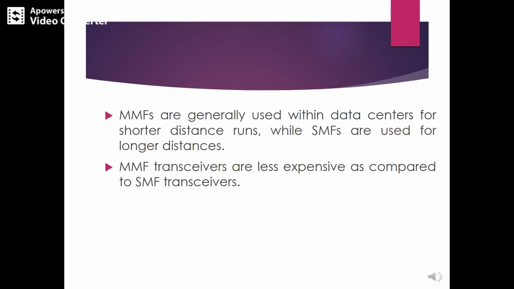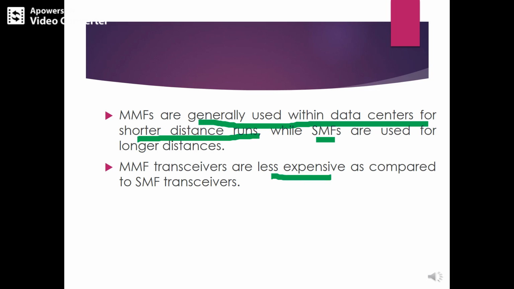MMF is generally used within data centers for shorter distances, while single mode fibers are used for longer distances. So we can make use of multi-mode fiber cables if you want to connect physically over shorter distances, and we can make use of SMF, that is single mode fiber, for longer distances. MMF receivers are less expensive as compared to single mode fiber receivers.